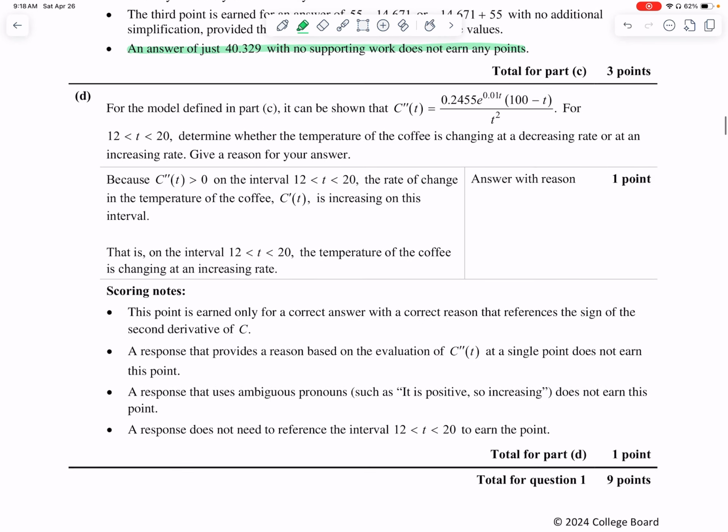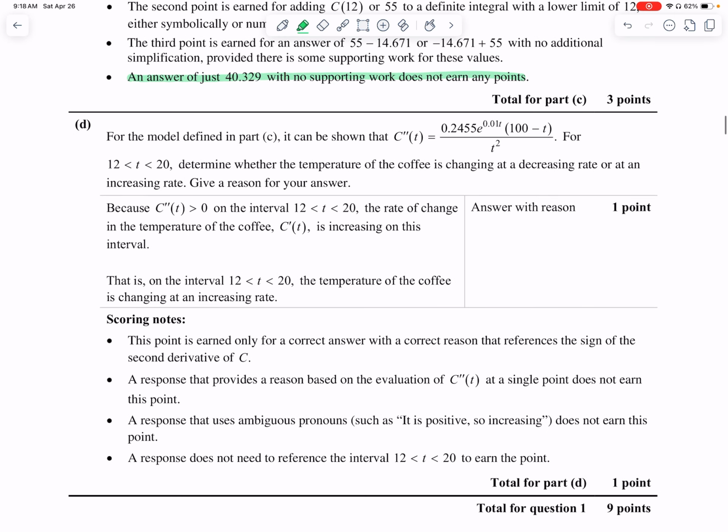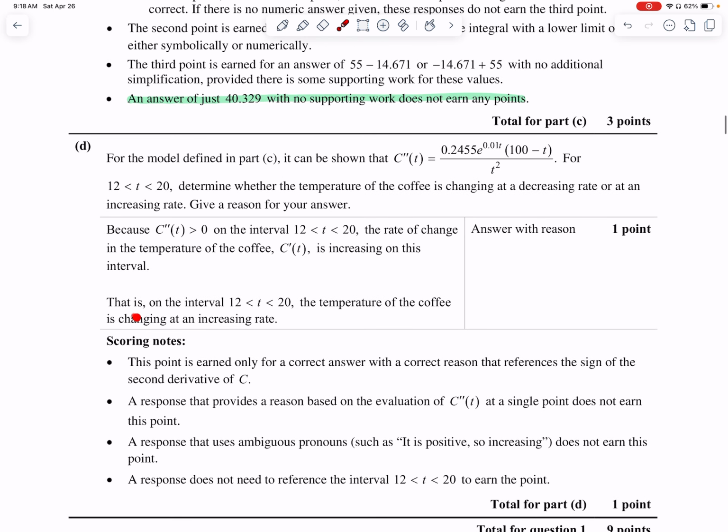All right, and then finally, that does leave us with 1 point, answer with reason. And let's take a look at what their actual answer is, because C double prime of T is greater than 0 on this interval. The rate of change in the temperature of the coffee, C prime of T, is increasing in this interval. And that's more or less what we said. That is, on the interval, the temperature of the coffee is changing at an increasing rate. We did have to give that reason.